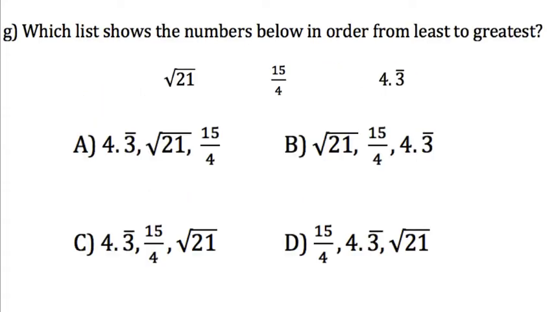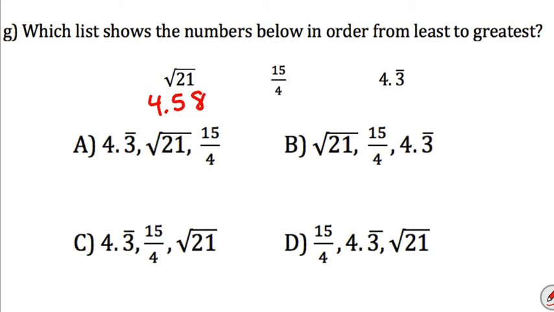G. We want to know which of these lists shows the numbers below in order from least to greatest. All right. So the first thing that we want to do before we start to actually put these in order from least to greatest is we want to make sure that we change all of these to decimals first. Okay, so that will be our first goal, is we want to take this and change all these to decimals.